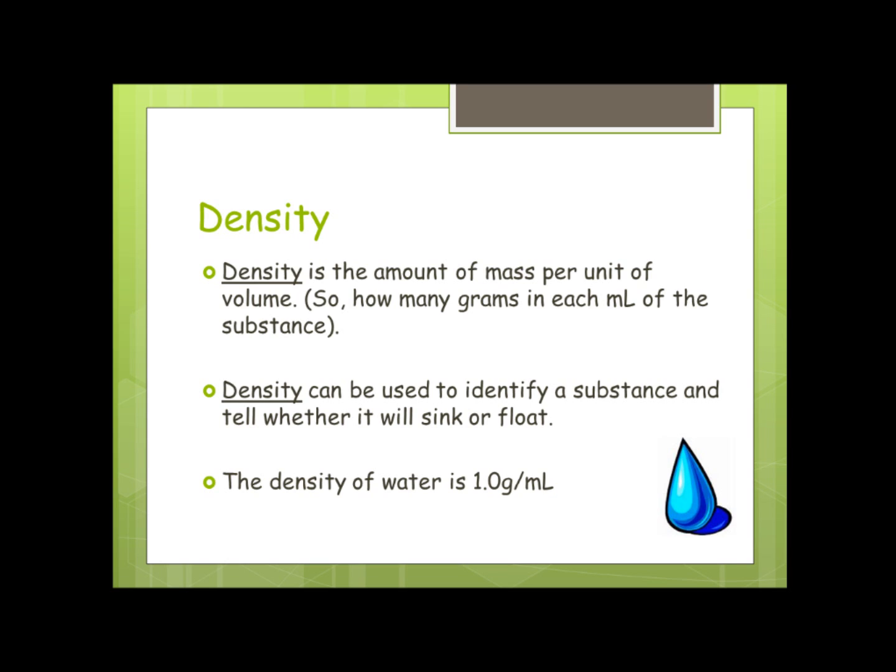All right, density can be used to identify a substance and tell whether it will sink or float. And the way we tell if it's going to sink or float is we compare it to the density of water. So the density of water is 1 gram per milliliter. So if a substance has a density greater than 1 gram per milliliter, then it is more dense than water and it will sink. If a substance or an object has a density that is less than 1.0 grams per milliliter, then it is less dense than water and it will float. So that is one of the things we'll be doing in class, is looking at things that float and sink.